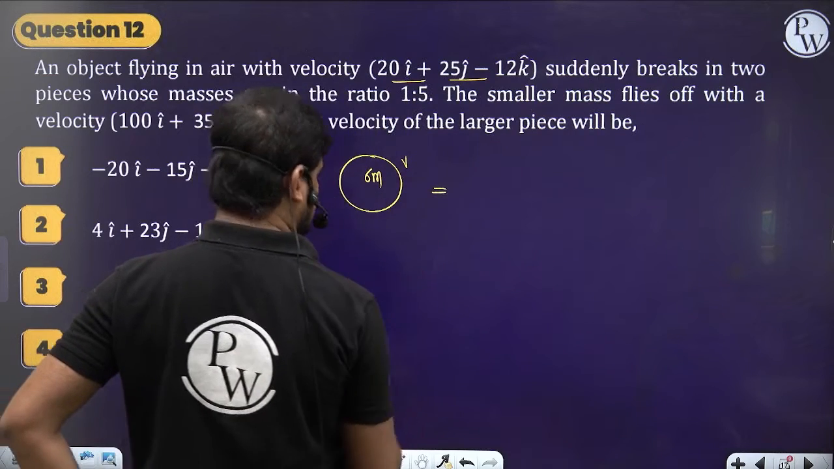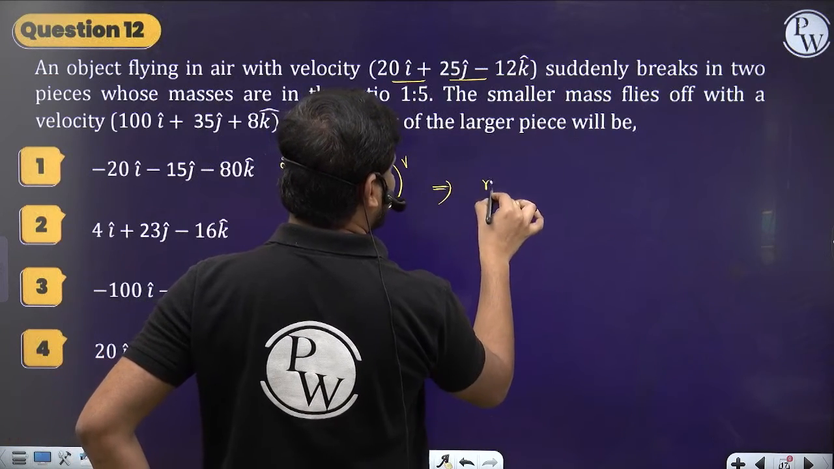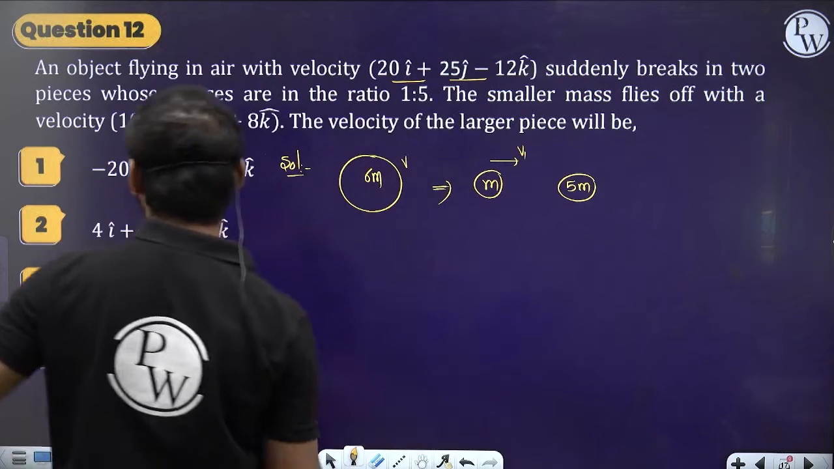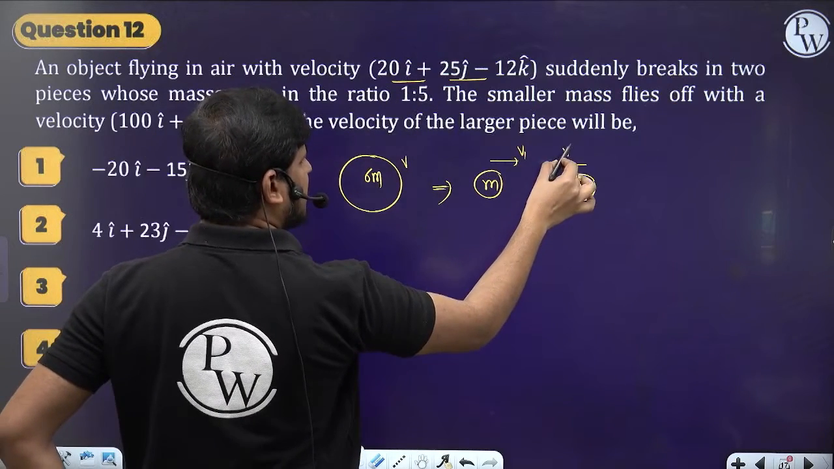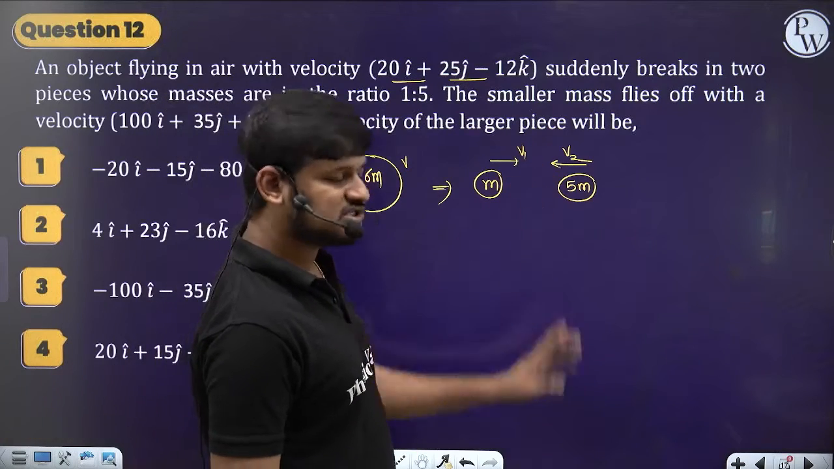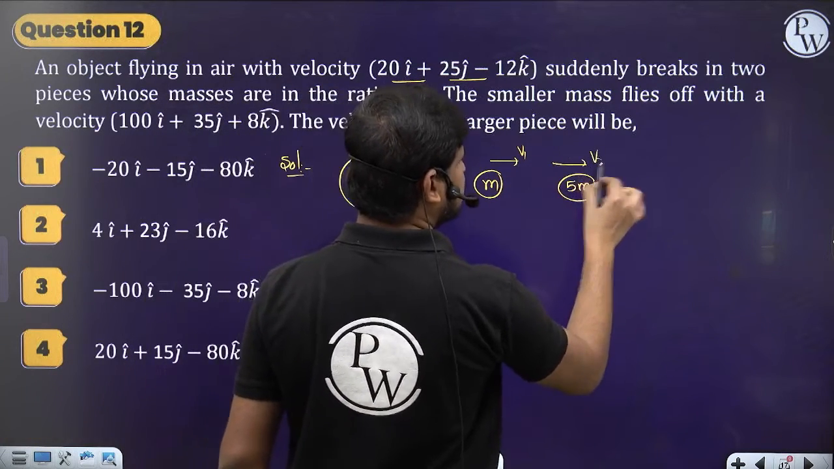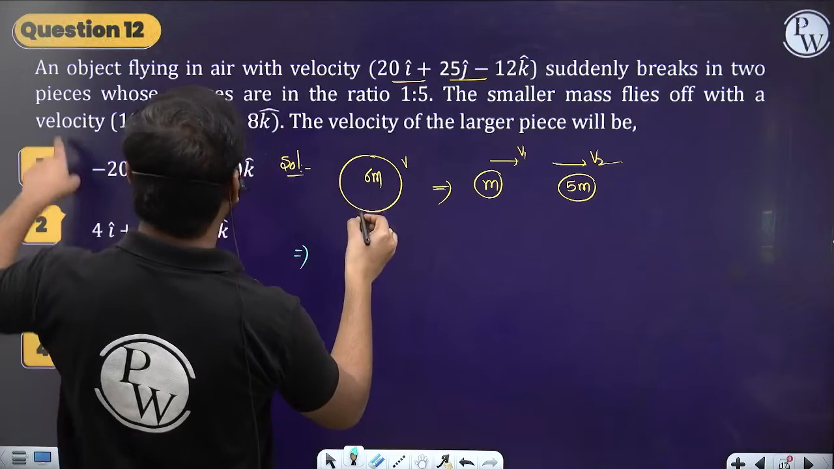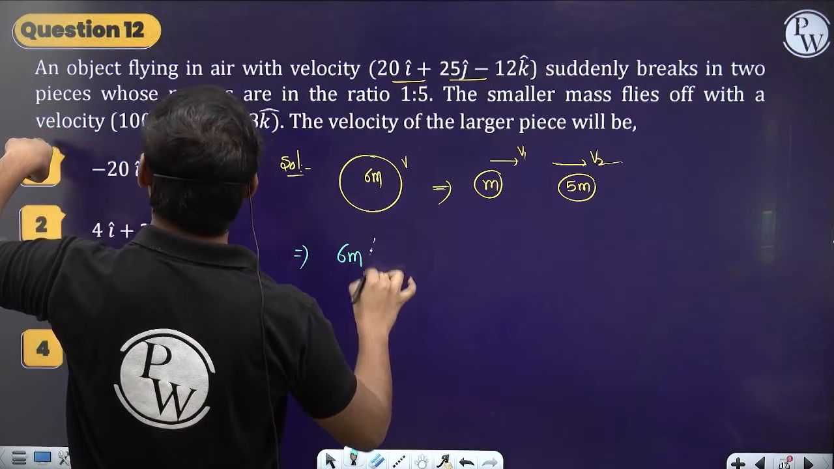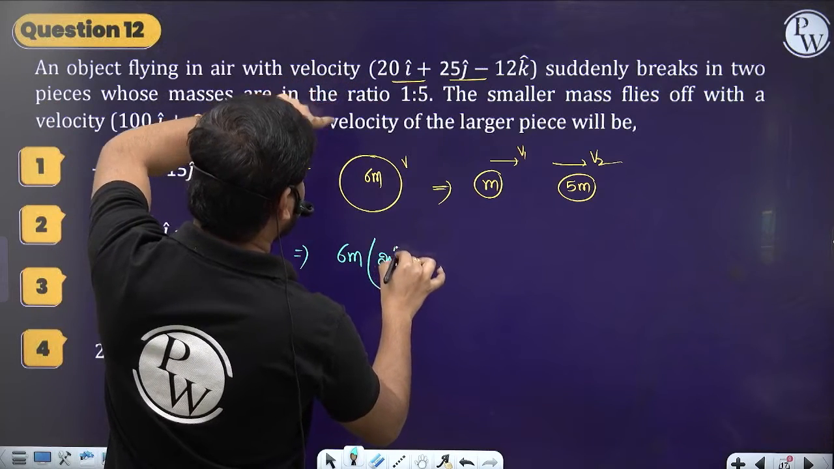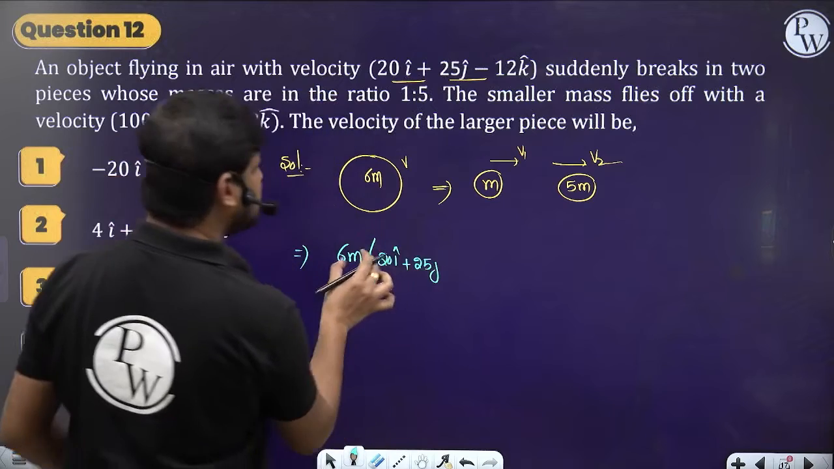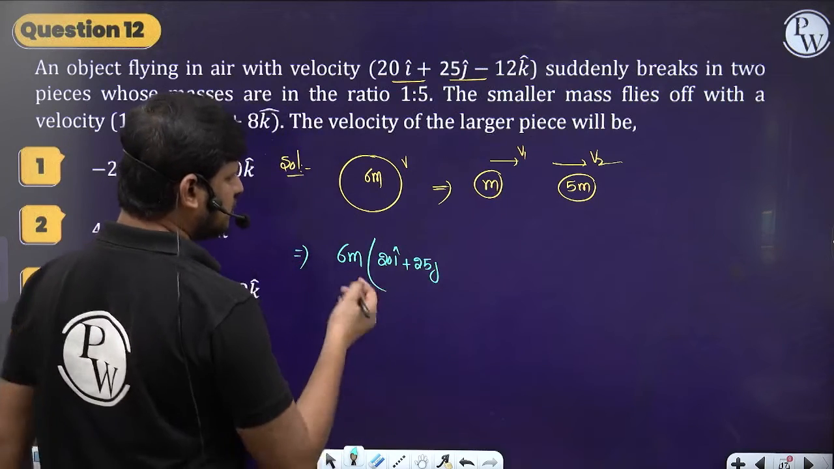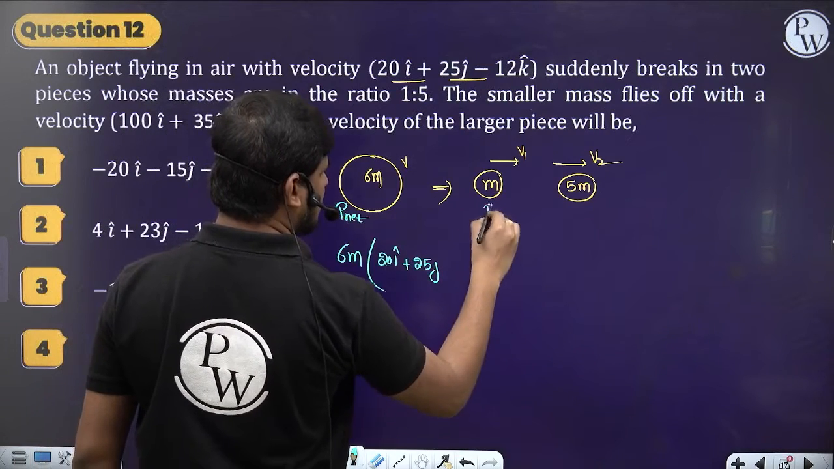Which then breaks down into two parts. One is of mass m and the other one is of mass 5m. If the smaller one moves with velocity v1, then the larger piece should move with some velocity v2. Now the same process I am going to do in the calculations. Its total mass is 6m, into its initial velocity 20 i cap plus 25 j cap. Mass into velocity. The net momentum will be equal to the momentum of this one plus the momentum of this one. So the net momentum will be p1 plus p2.